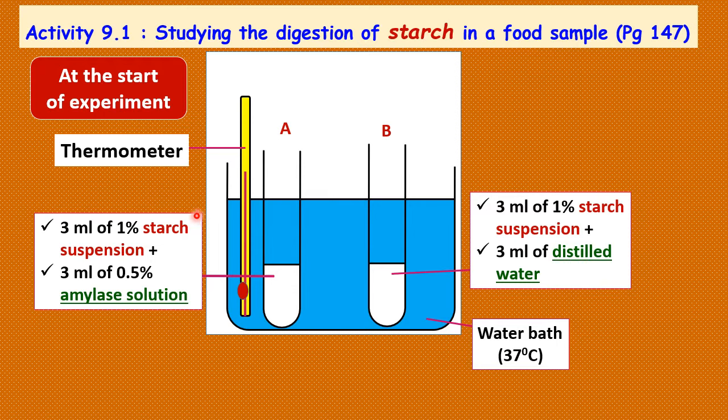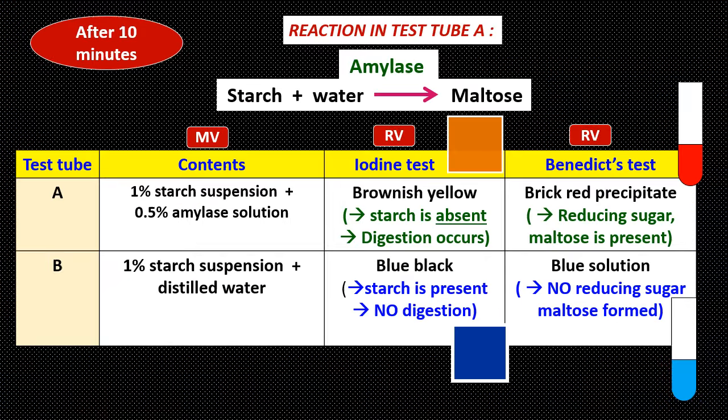So in test tube A, we have starch suspension and amylase solution. In test tube B, we have starch suspension and distilled water. Then we leave this apparatus set up for 10 minutes. Finally, after that, you want to know whether digestion of starch has occurred in test tube A or B. So we are going to test for the presence of starch and reducing sugars, which is maltose in this case, in the mixture in both test tubes.